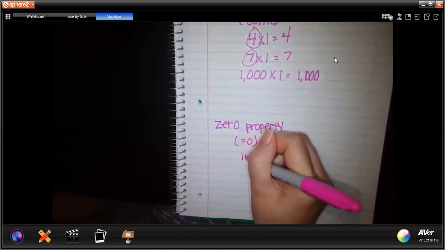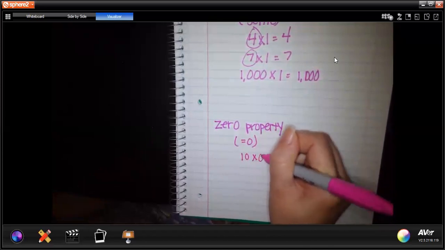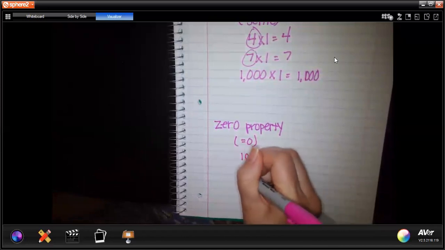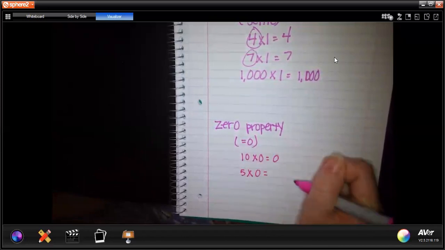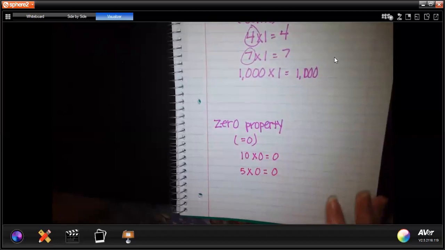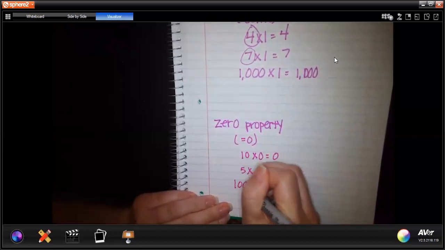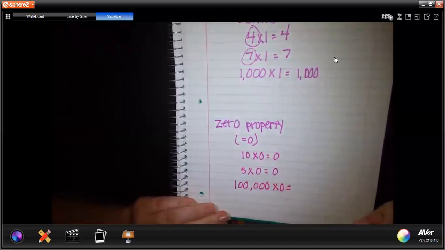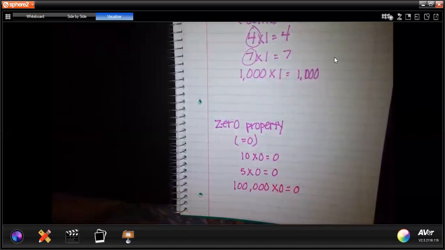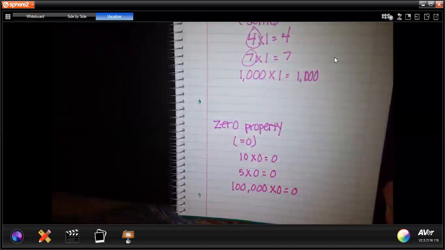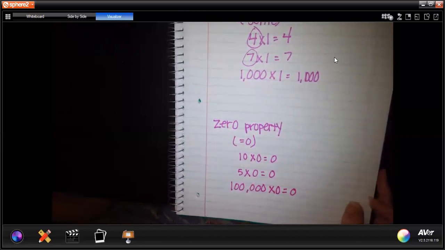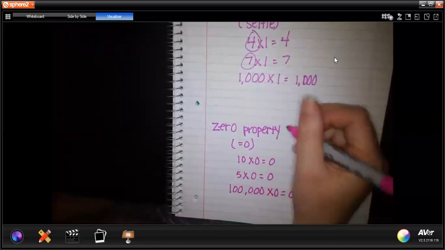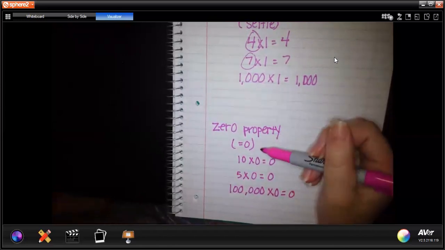So if I do 10 times 0, the product is 0. If I do 5 times 0, the product is always 0. Even if I were to do 100,000 times 0, my product is 0. So take some time to review these properties, do a couple examples yourself. Know that the zero property always, always, always equals 0.